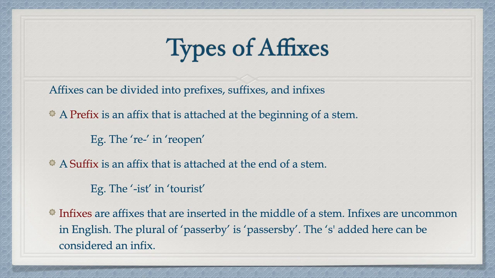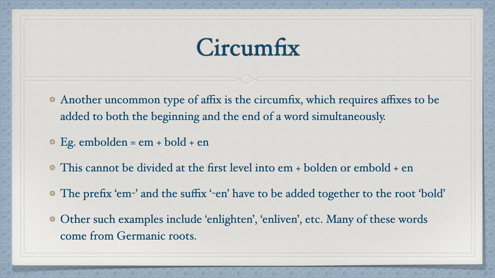There is one more type of uncommon affix, which is called the circumfix. This is also not very common in English. In a circumfix, you need an affix to be added to both the beginning and the end of a word simultaneously. That means a prefix and a suffix have to be added to a word. This kind of construction is sometimes called a circumfix. Circum as in encircling or embracing. So it is as if the word is being encircled from both sides by affixes.